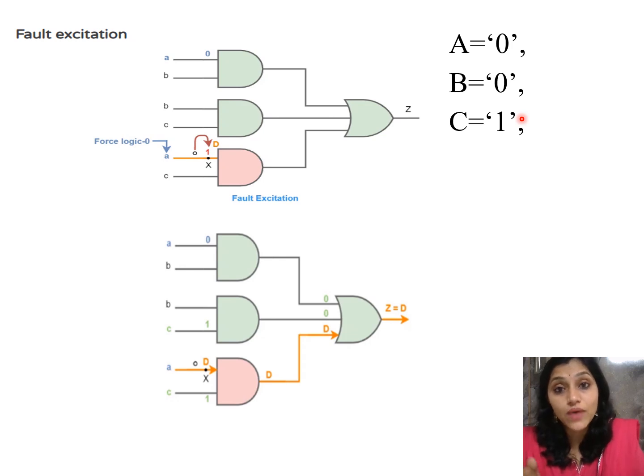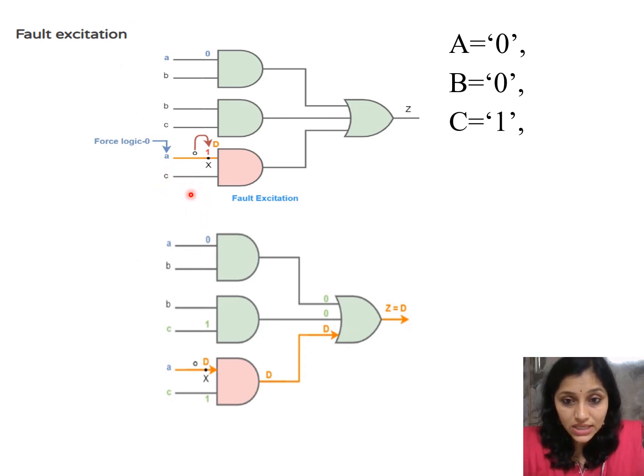Now let's find out the value of B. Here C is 1, but what I want is the output of this AND gate to be 0. Why do I want it to be 0? Because 0 is the non-controlling input for the OR gate. So here I want the other two inputs to be 0. To get 0 here, since C is 1, B must be 0.